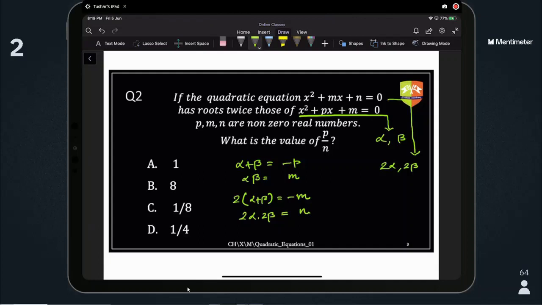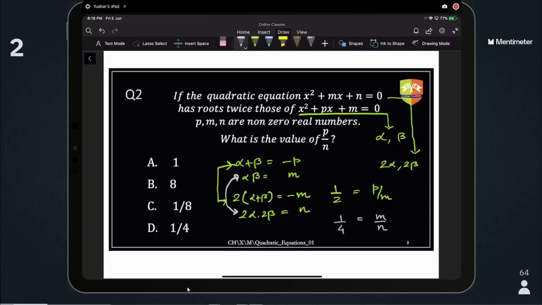And you have to find out P by N value, right? So if you divide these two equations, what will you get? 1 by 2 is equal to P upon M. And if you divide these two equations, you will get 1 by 4 is equal to M upon N. Correct? And then you simply multiply these two equations, you will get 1 by 8 is equal to P upon N. Isn't it? Did you understand? So what is the answer? Just play of words, nothing else.